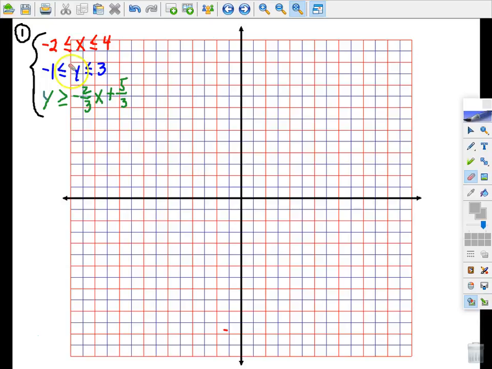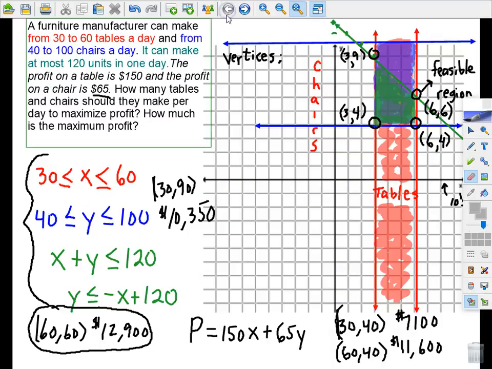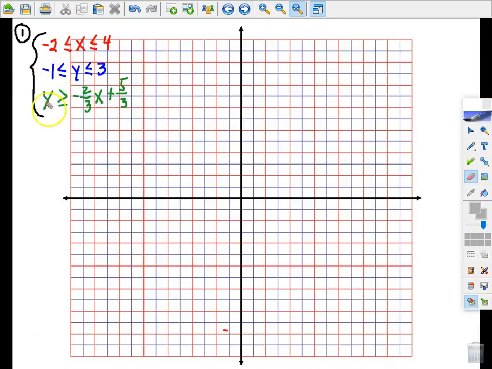So here is our system of constraints, okay? Notice on our word problem, we had to come up with the system of constraints based on the word problem. But for tonight's homework, the system of constraints will be given to you. So let me just do this red inequality first.